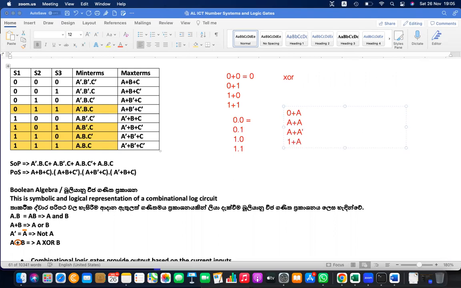1 OR A. Then try to find this one: 0 AND A, 1 AND A, A AND A, A AND not A. And also for XOR, try to find the same. That means 0 XOR A, 1 XOR A, A XOR A, A XOR not A.